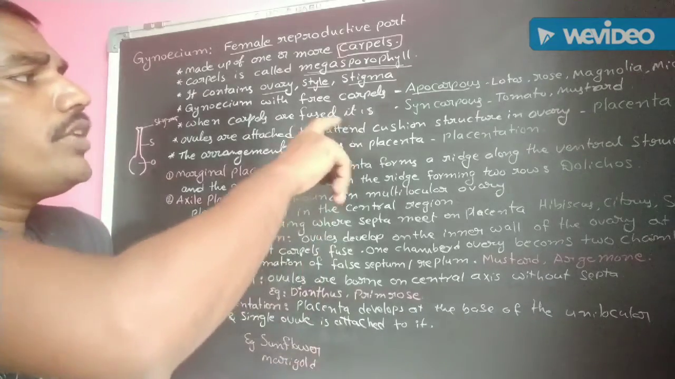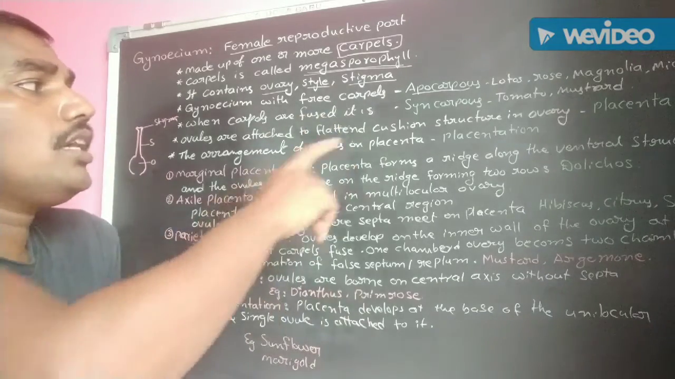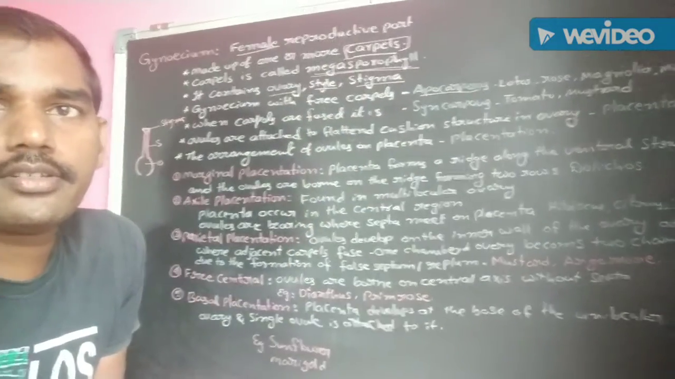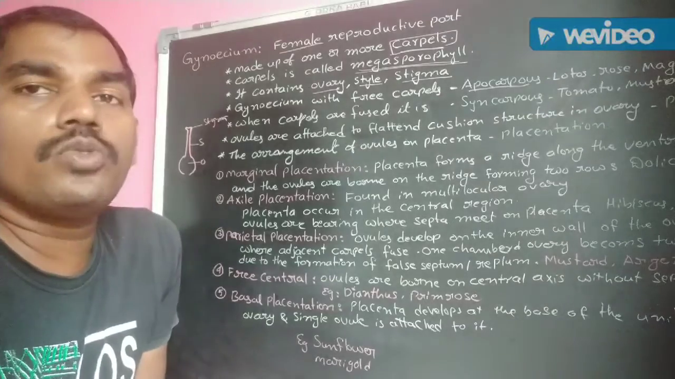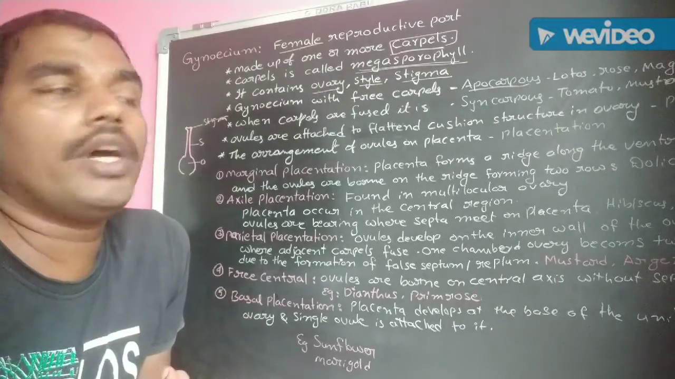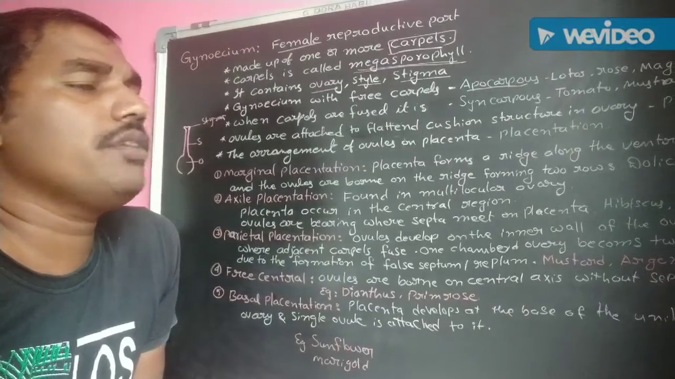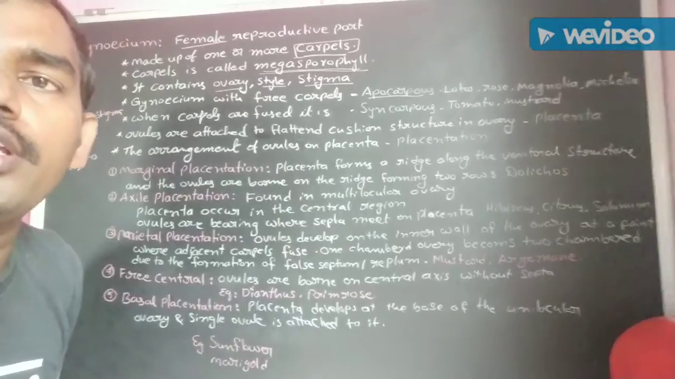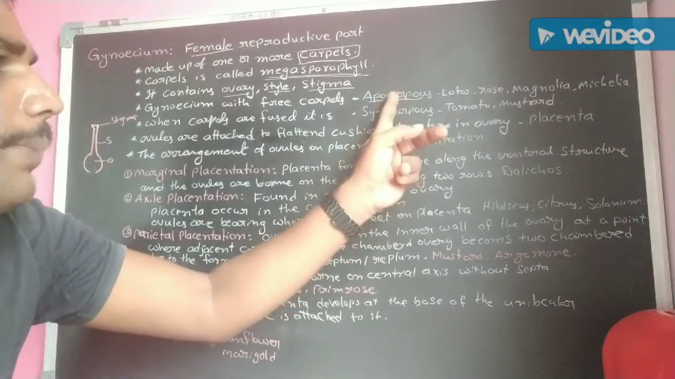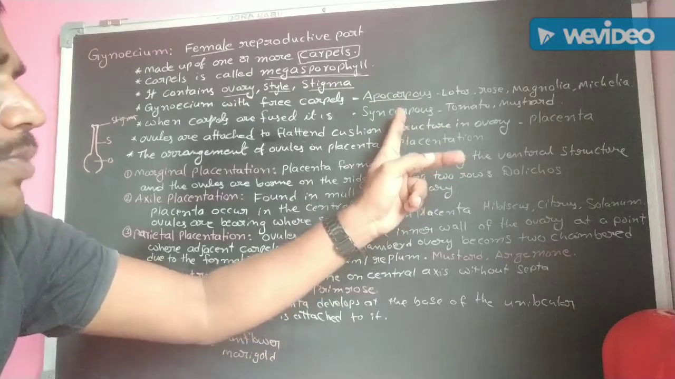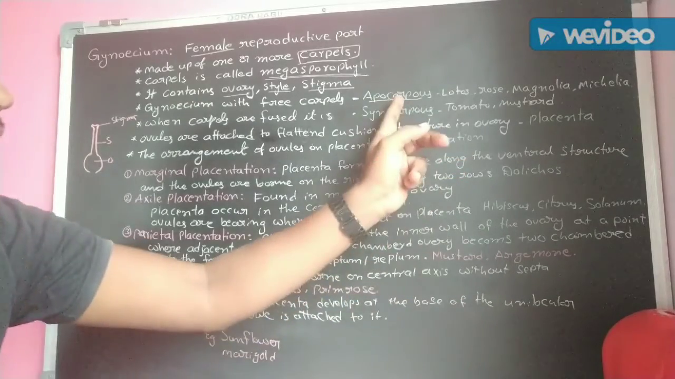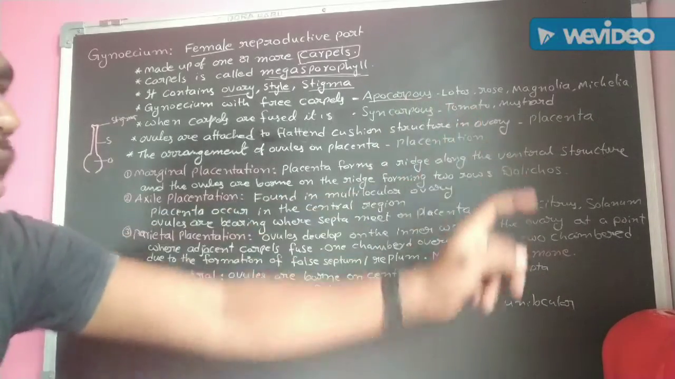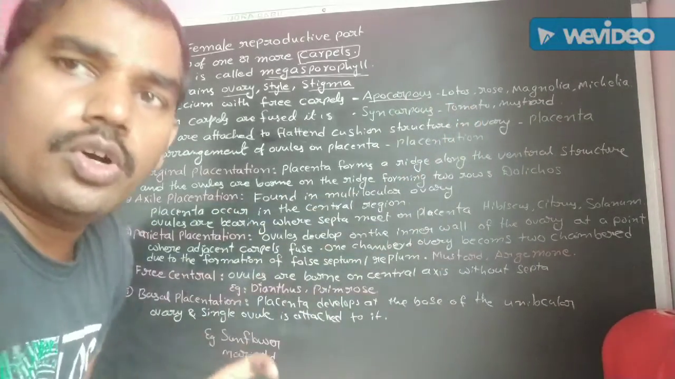Carpels are fused with one another. When carpels are fused, it is known as syncarpous. Remember, syncarpous means the carpels are fused with one another. It is a very important technical term. Syncarpous means the carpels are united, and apocarpous means carpels are free. Syncarpous examples: tomato and mustard.